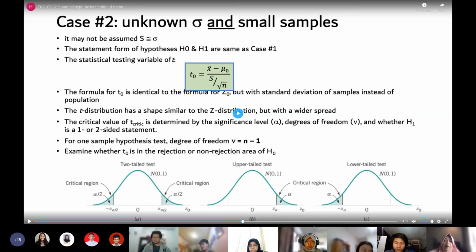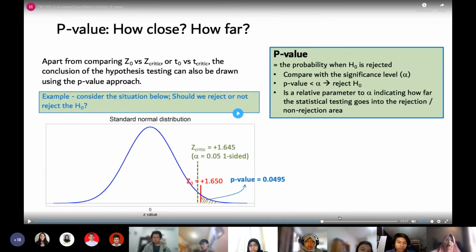Okay, and one more, Bu Helen also tells you about the p-value, because sometimes around the boundary, around the Z critical, we're not sure enough whether it is rejected or not. Even if you look at here, we reject the H null, H0, but it is very close. So sometimes we also add a p-value there.